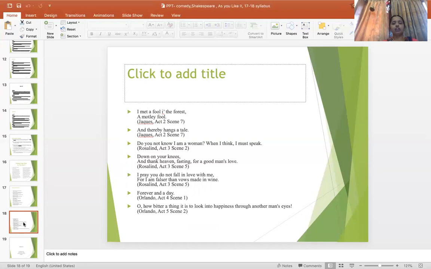And this is how I began this lesson with the features and characteristics of comedies. And I brought you an example from As You Like It. And then we have seen the summary of the play, characters of the play, the synopsis of the play, and also themes of the play. And at last, the famous quotes of Shakespeare in As You Like It.